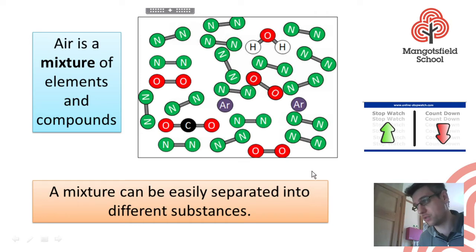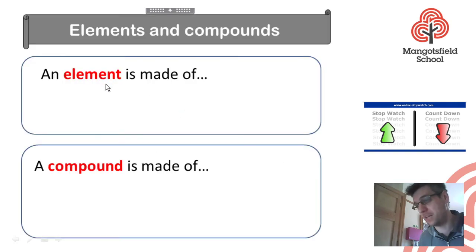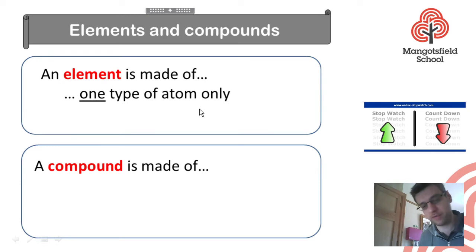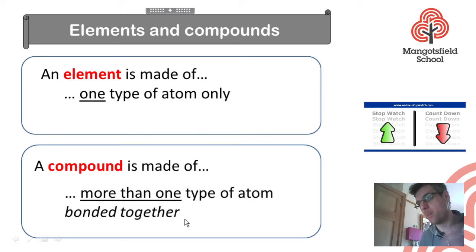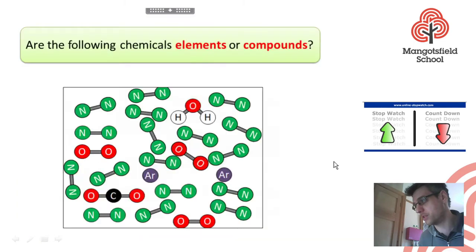Let's remind ourselves what those words mean. An element is made of one type of atom only, whereas a compound is made of more than one type of atom bonded together. So element, one type of atom only in that chemical. Compound, more than one type of atom bonded together. Air is a mixture of elements and compounds.